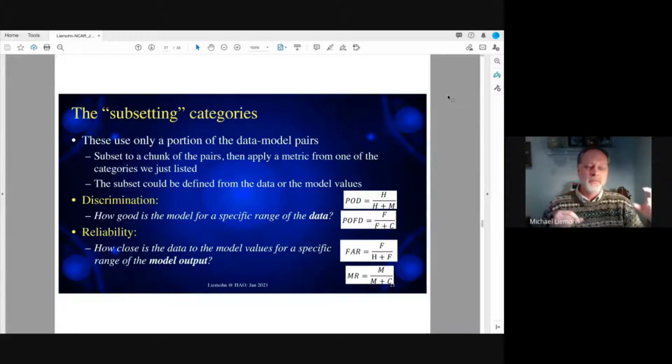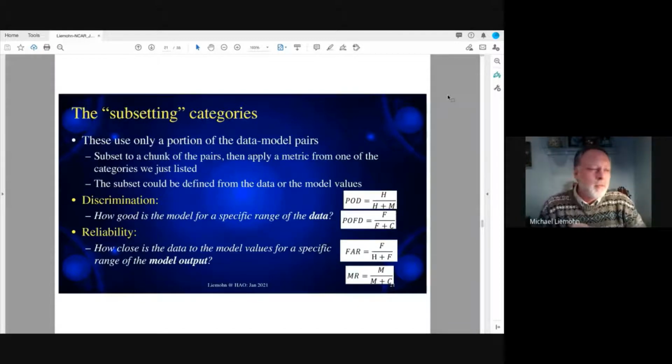So in a specific range of data, that's called discrimination. In a specific range of the model values, that's called reliability. And this allows you to really probe why RMSE gave you the score that it did, because then you can do RMSE as a function of each of these different breakdowns, both as a function of subsets of the data and subsets of the model, and that allows you to explore why RMSE is the value that it is.